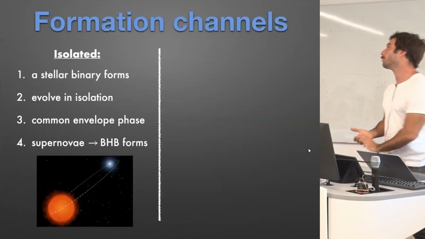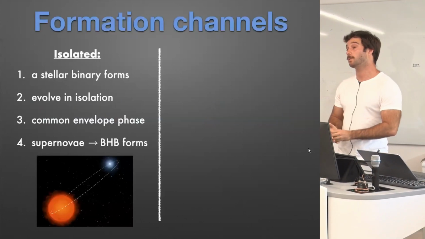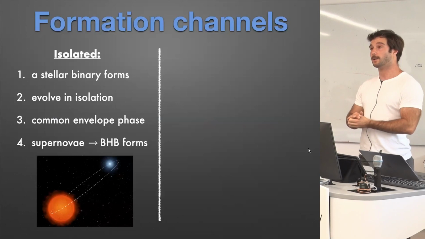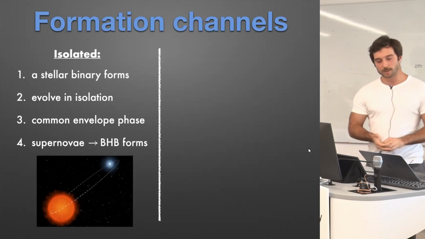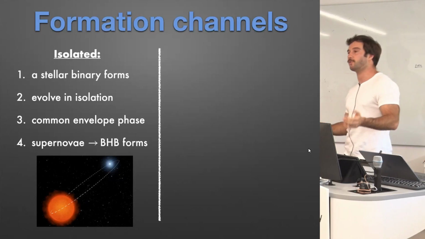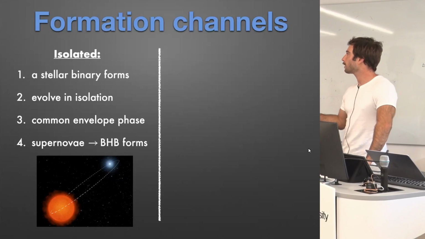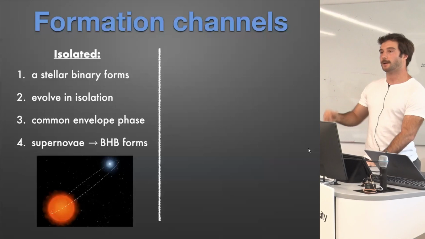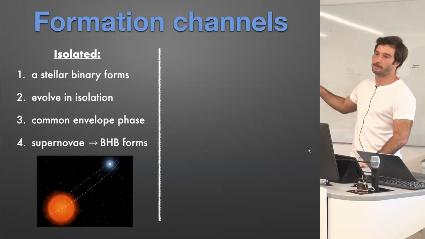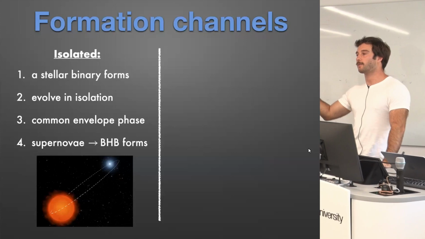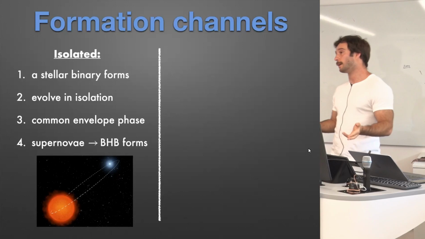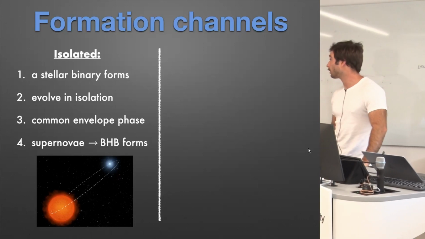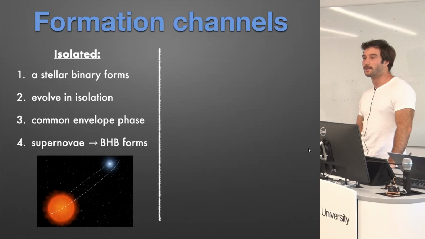There are two main formation channels that people tend to lump them into. The first one is the isolated channel, where you have a stellar binary that forms, say, in the galactic field. These two stars evolve together in the binary, but in isolation from any other star or body, so they only interact with each other. And then eventually, if things are right, you can undergo this thing called a common envelope phase. Now, I'm not an expert in this.